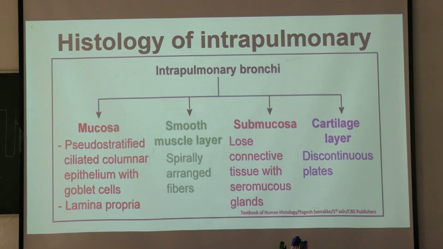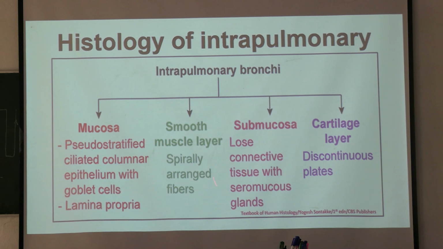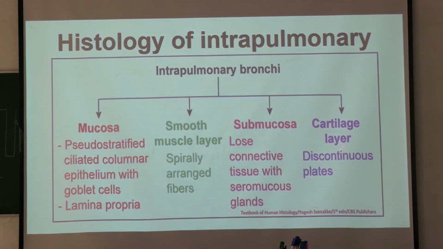So, this is the summarization of intrapulmonary bronchi. Mucosa: pseudostratified ciliated columnar epithelium with goblet cells, then lamina propria. Epithelium and lamina propria together form the mucosa. After that, you get the smooth muscle layer, where spirally arranged fibers are present. Then submucosa, a loose connective tissue layer with seromucous glands, then the cartilage layer, which has discontinuous plates, then you get the adventitia outermost.